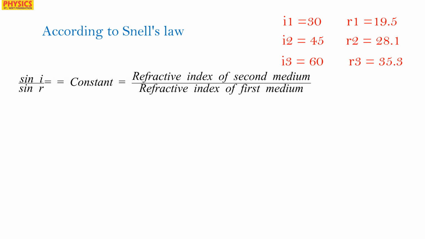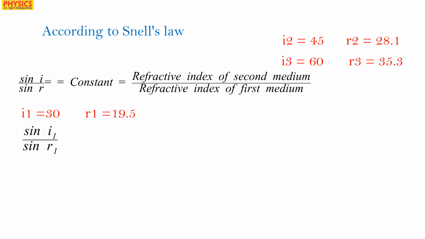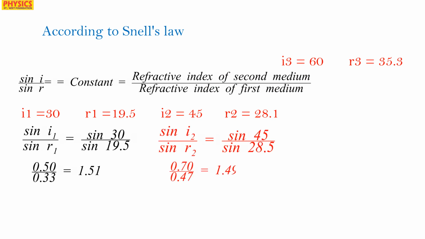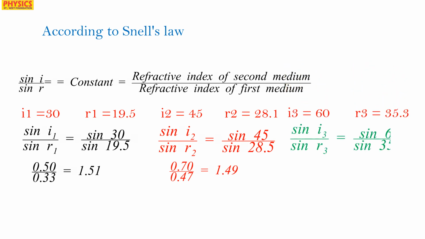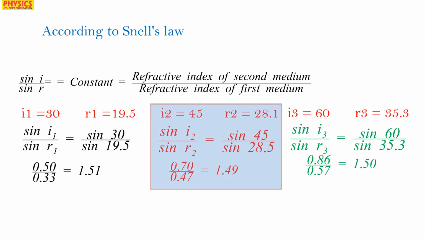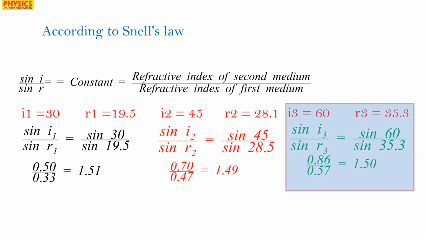Okay, now let us verify by taking the first set of values, i1 equal to 30 and r1 is equal to 19.5. If I calculate, I will be getting its value as 1.51. Coming to second set of values, the result is 1.49, and from the third set of values, its calculation is 1.5 is giving the result. Now observe carefully, in the first we are getting 1.51 and second we got 1.49 and third it is 1.5.